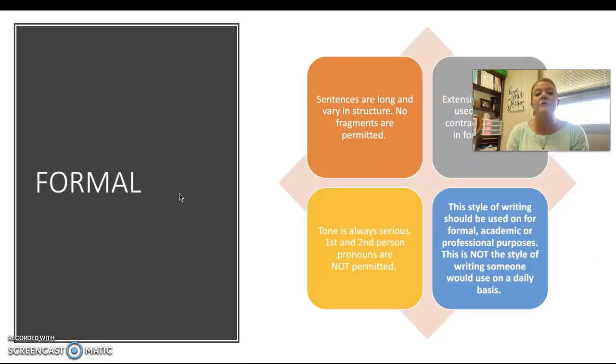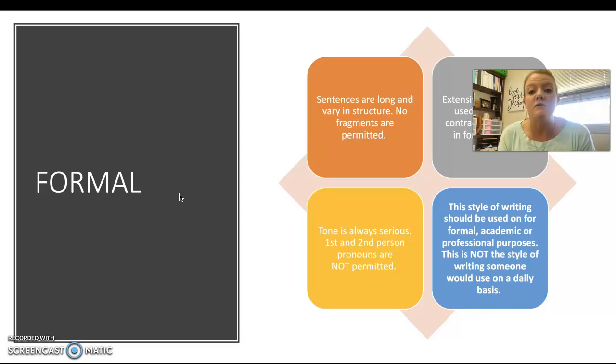And then we have formal writing. So in formal writing, your sentences are long. They should be long and they should be varied in structure, which means they have lots of clauses and phrases, and where your verbs and your nouns are kind of different from sentence to sentence. And all sentences should be complete. There should be no incomplete sentences in formal writing.